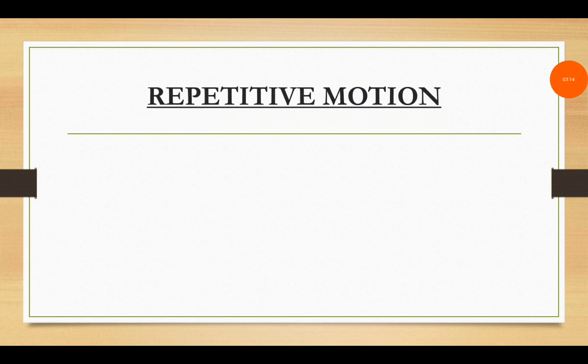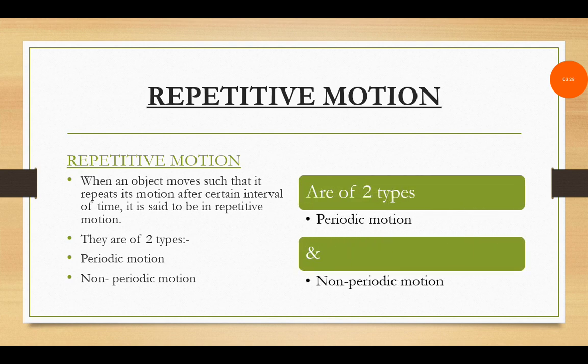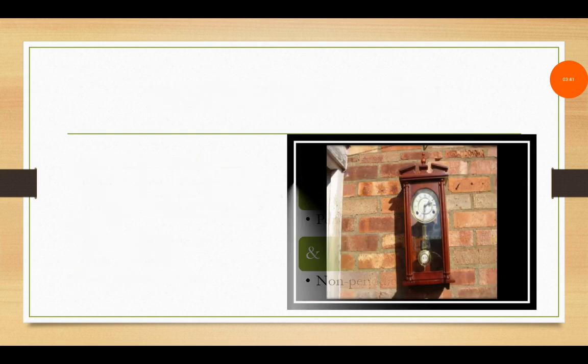Then we have repetitive motion. When an object moves such that it repeats its motion after certain intervals of time, it is said to be in repetitive motion. They are basically of two types, periodic motion and non-periodic motion. So, now we know that repetitive motion is of two types: one is periodic motion and the other is non-periodic motion.